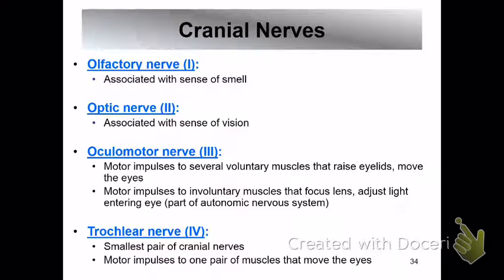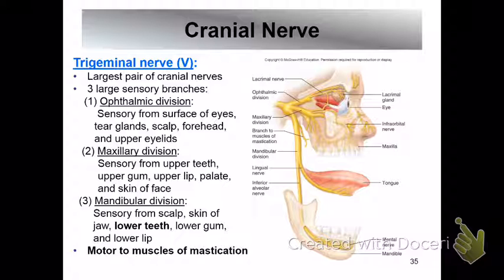Oculomotor is going to be voluntary muscles that move the eyelid and move the eye, and involuntary muscles that also adjust the lens, big and small, when you walk into light or walk out of the light. And then the trochlear nerve is the smallest one, and it also moves the eyes. So those are the first four. Okay, the fifth one is the trigeminal nerve, and I left all of that information on there just really to show you that it's important.